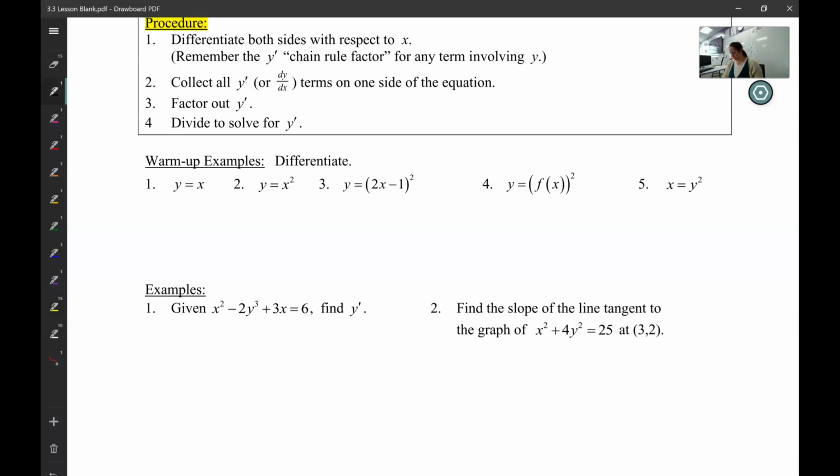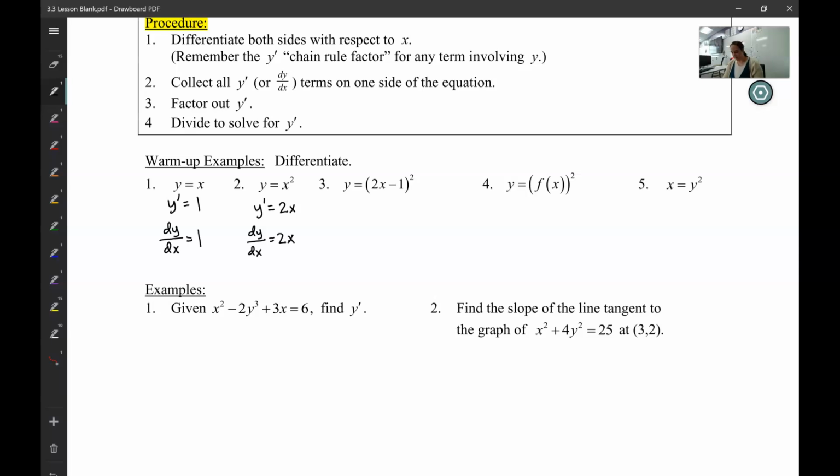So far, if I wanted to differentiate this, I would say y prime equals 1. We're pretty good at that. But I'm going to rewrite this dy dx equals 1. Okay? Let's try the next one. This would be y prime equals 2x. And once again, I'm going to rewrite it. Dy dx equals 2x. Okay, let's try number 3.